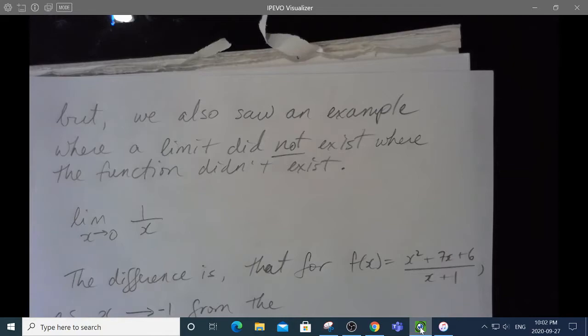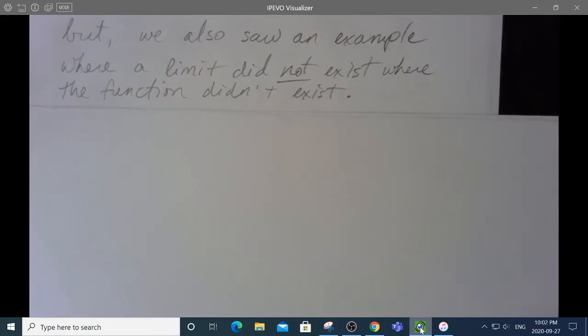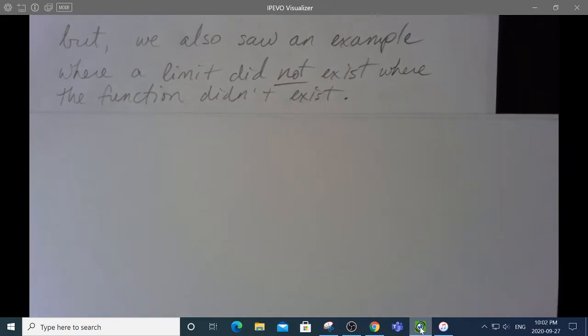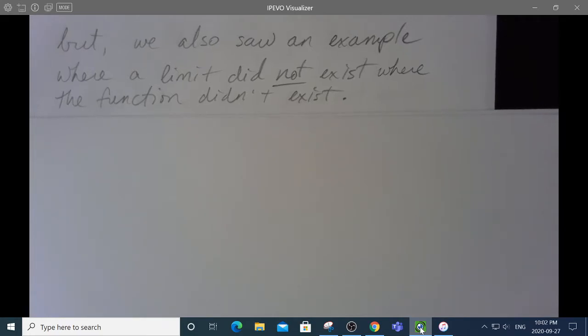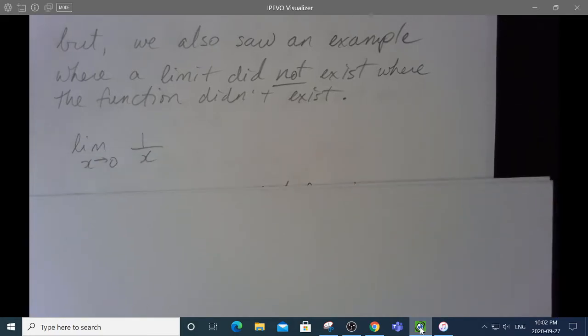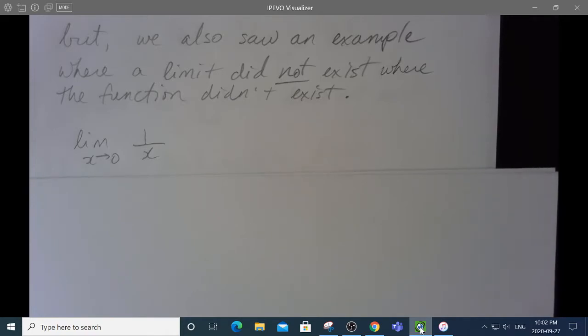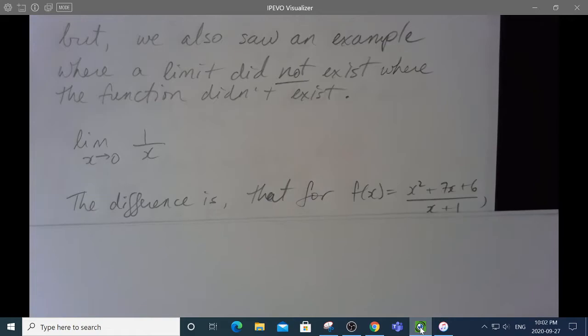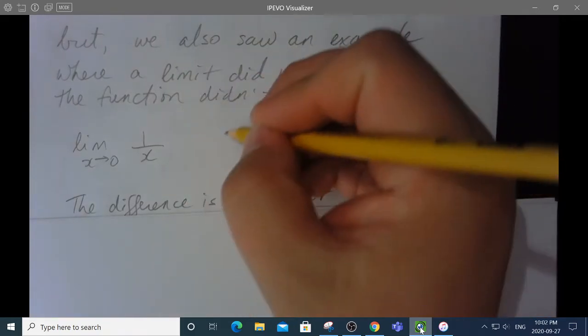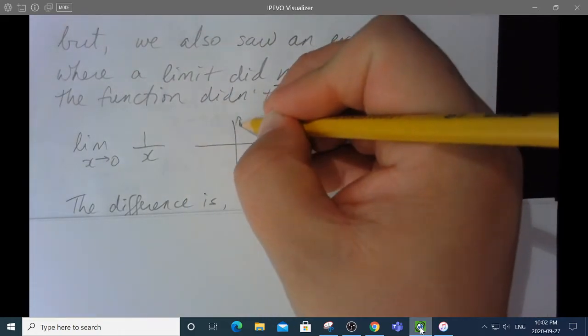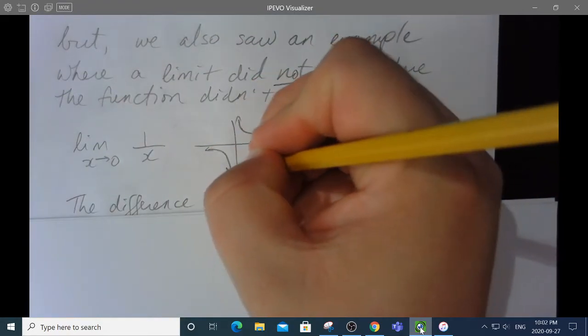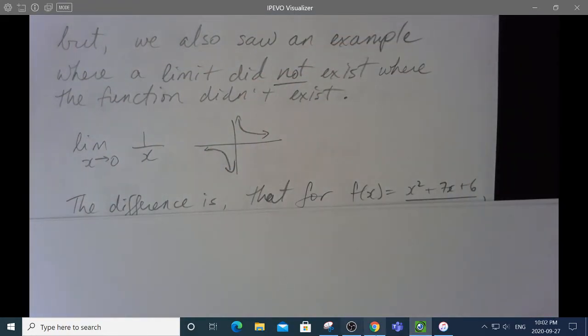We also saw an example where a limit did not exist where the function didn't exist. And the example that we can think of was, I think, the last example in the last lesson. The limit as x approaches 0 of 1 over x. The difference here is that when I draw that one, of course, I get this function right here. Let me just go to Desmos again.